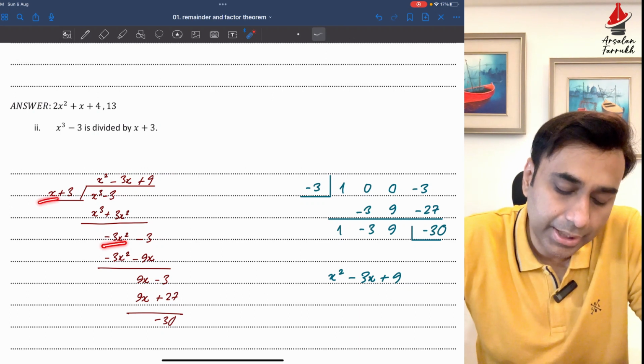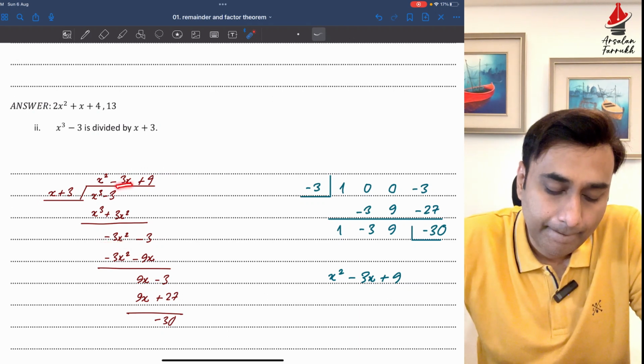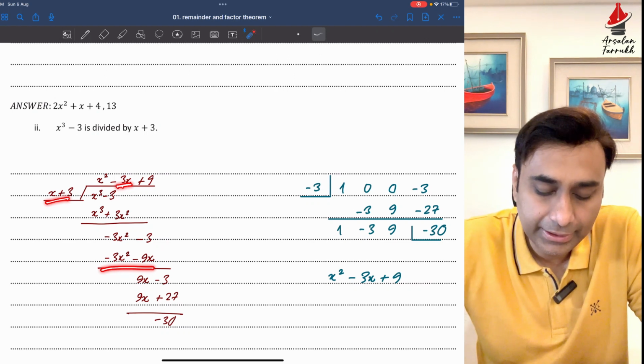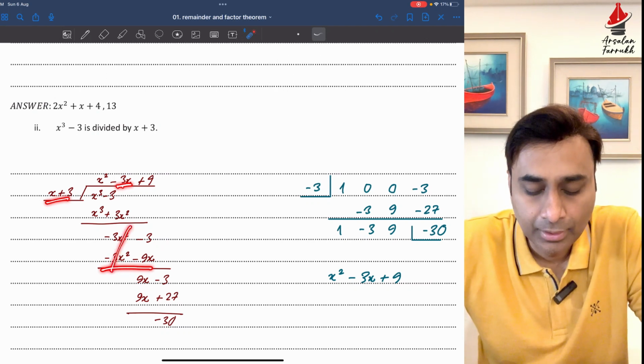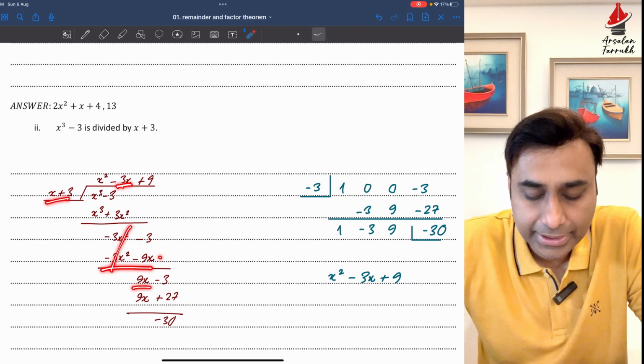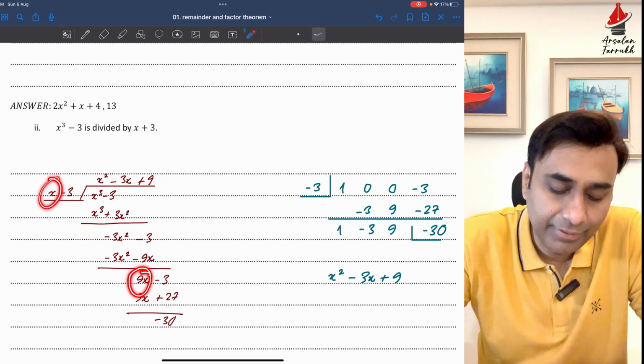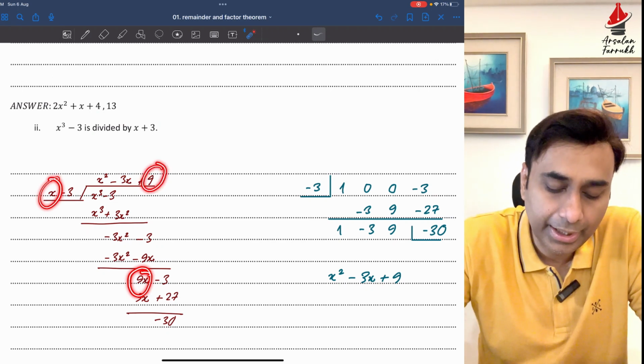Then I repeat again, minus 3x squared divided by x gives me minus 3x, which is my next term of the quotient. And minus 3x multiplied by x plus 3 gave me this entire thing. First term again cancels out, minus 9x subtracted becomes plus 9x, and minus 3 is copied here. And then 9x divided by x gave me 9.